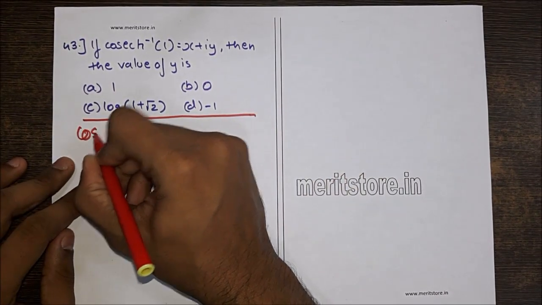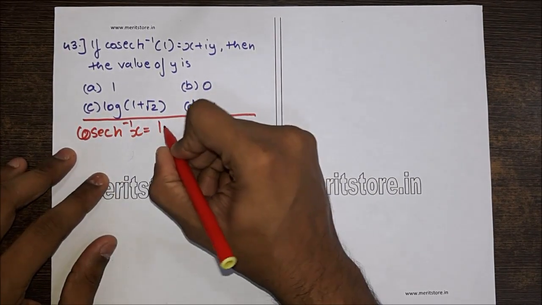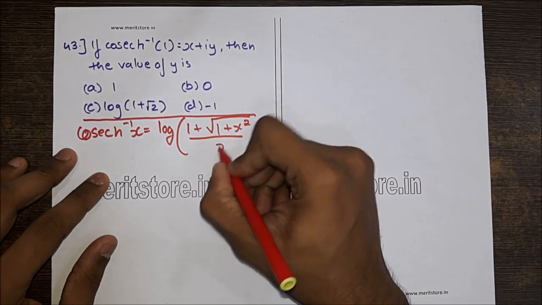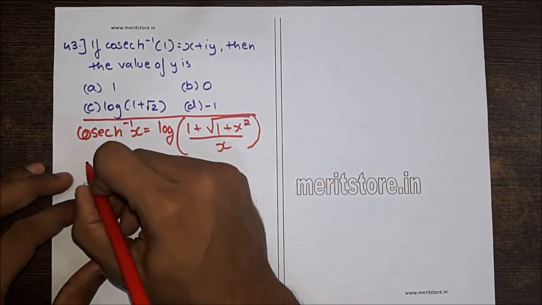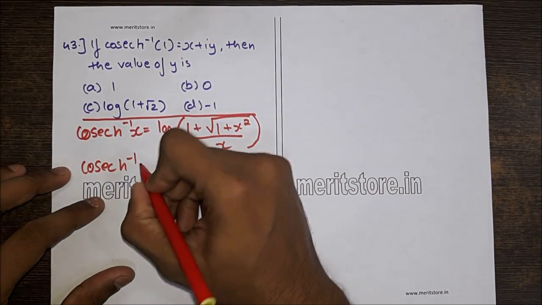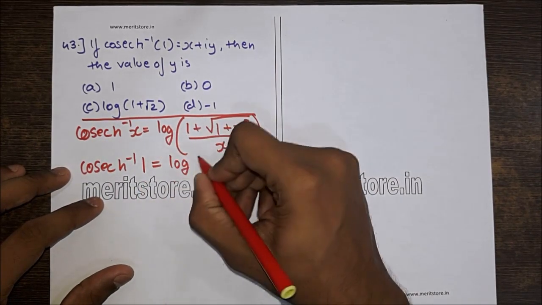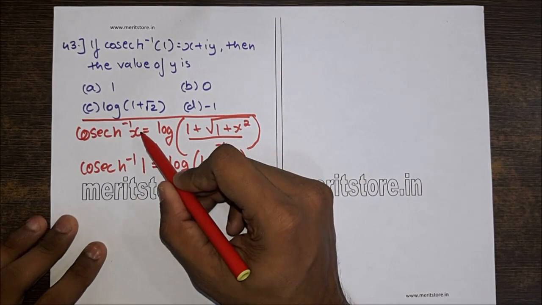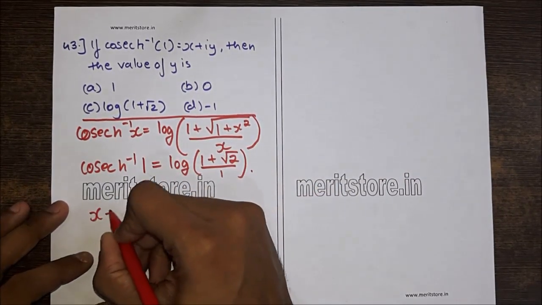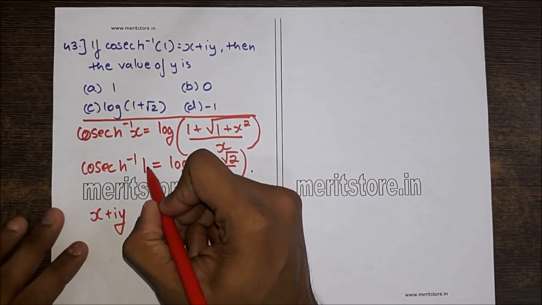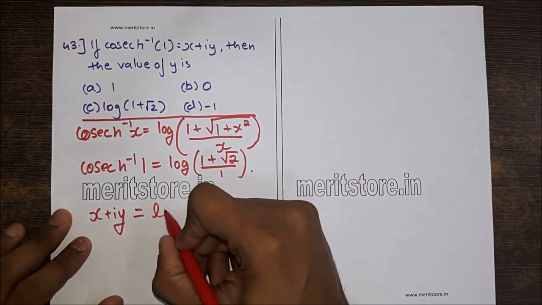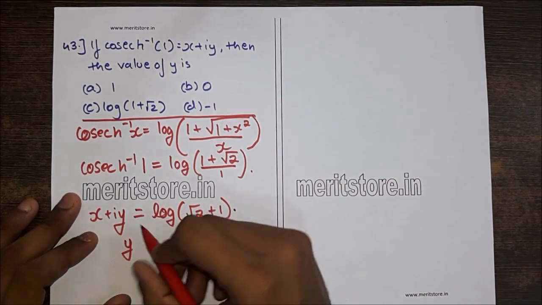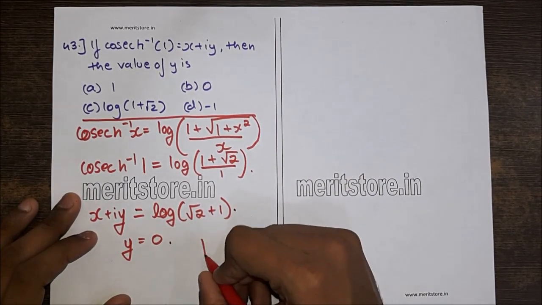We know cosec hyperbolic inverse of x is equal to log of 1 plus root of 1 plus x square upon x, but cosec hyperbolic inverse of 1 is equal to log 1 plus root 2 upon 1. We get this by substituting the value of x as 1. Therefore, x plus iy equals log of root 2 plus 1. On comparing, y is equal to 0, which is option B.